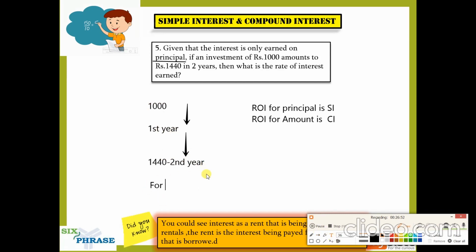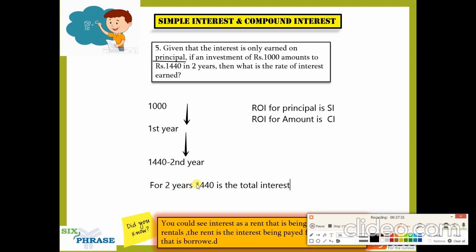For 2 years, you know it is the same. So what do you do? Just divide the total interest by 2. If you divide it by 2, you will clearly see what the interest is for 1 year. Using that interest, you can easily find the rate of interest. So if 1440 is the total, for 2 years, guys.